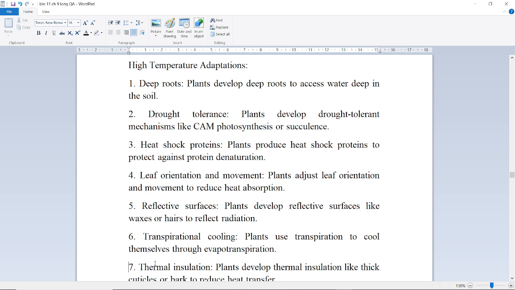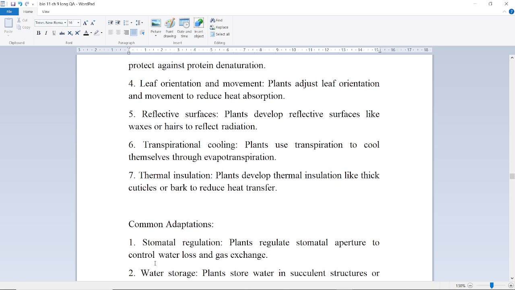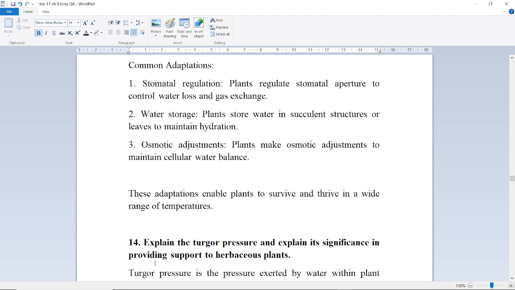Reflective surfaces: plants develop reflective surfaces like waxes or hairs to reflect radiation. Transpirational cooling: plants use transpiration to cool themselves through evapotranspiration. Next is thermal insulation: plants develop thermal insulation like thick cuticle or bark to reduce heat transfer. Next are common adaptations. Stomatal regulation: plants regulate stomatal aperture to control water loss and gas exchange. Water storage: plants store water in succulent structures or leaves to maintain hydration.